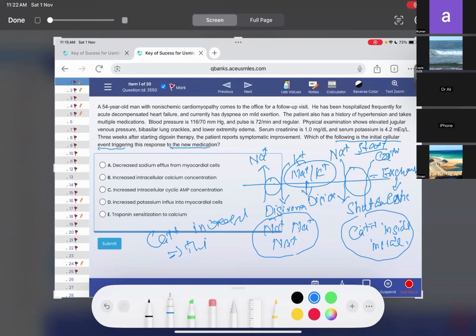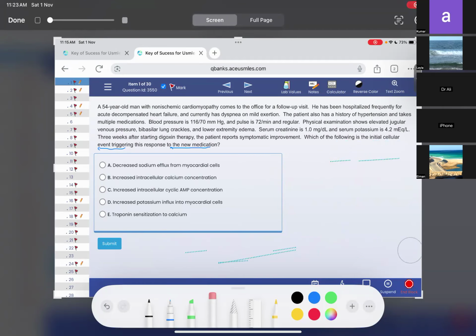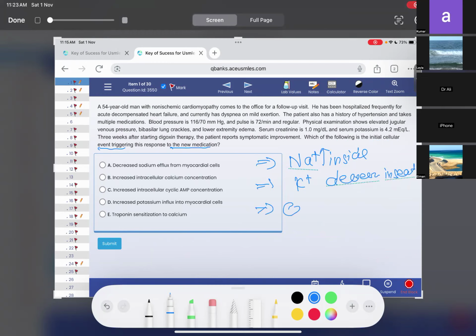So what happened here with us? Like I have told you earlier, the concentration of sodium increases inside. Let me make it clear for you again. Sodium increases inside, potassium decreases inside, and calcium increases inside.